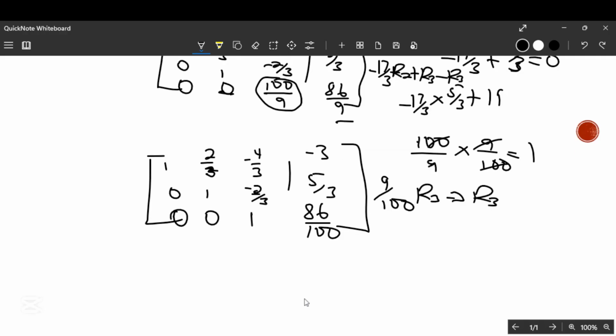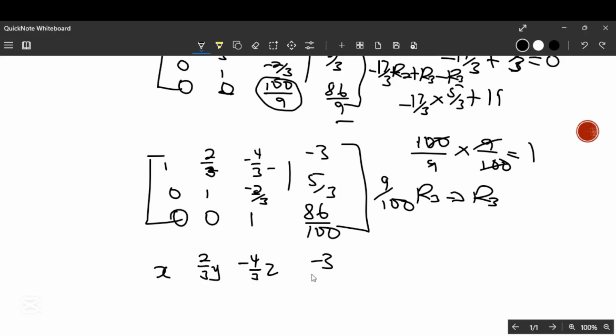So the linear system with the above augmented matrix is solved using the backward substitution approach. Okay, so this is what we have here. We have x, and the coefficient is already 1. And then this is our y, so 2 on 3 y. And this is our z: negative 4 on 3 z equals negative 3.